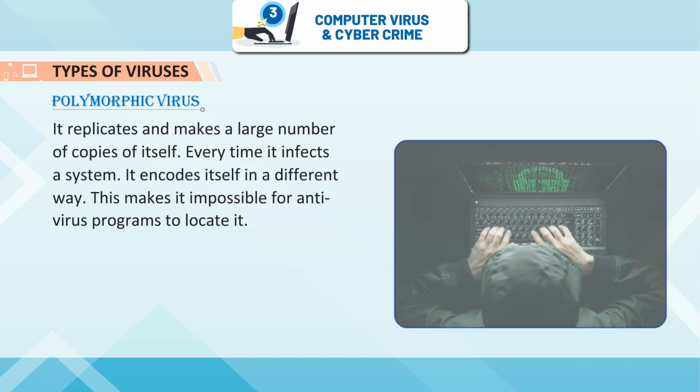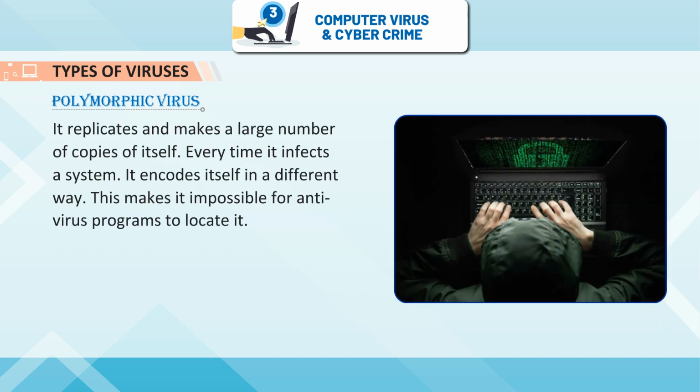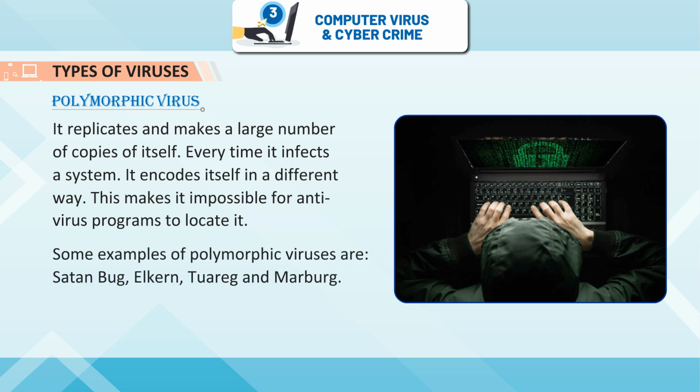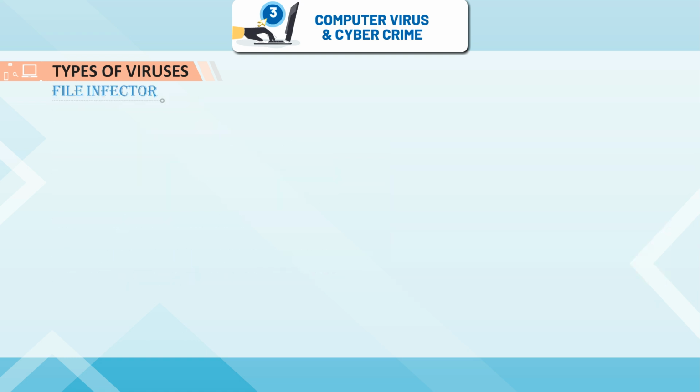Polymorphic virus. It replicates and makes a large number of copies of itself. Every time it infects a system, it encodes itself in a different way. This makes it difficult for antivirus programs to locate it. Some examples of polymorphic viruses are Satan Bug, Elkern, Tuareg, and Marburg.